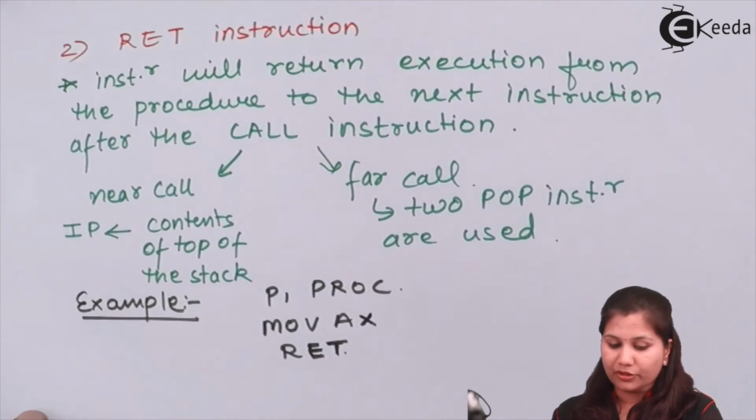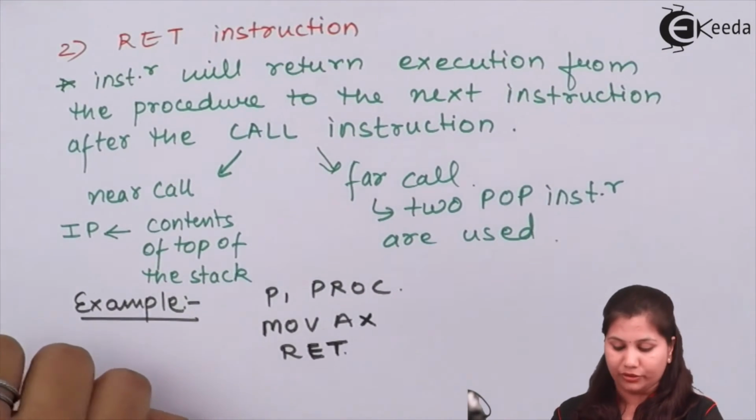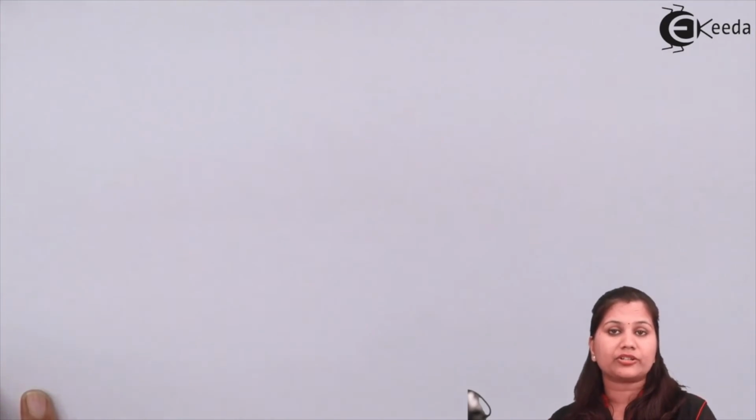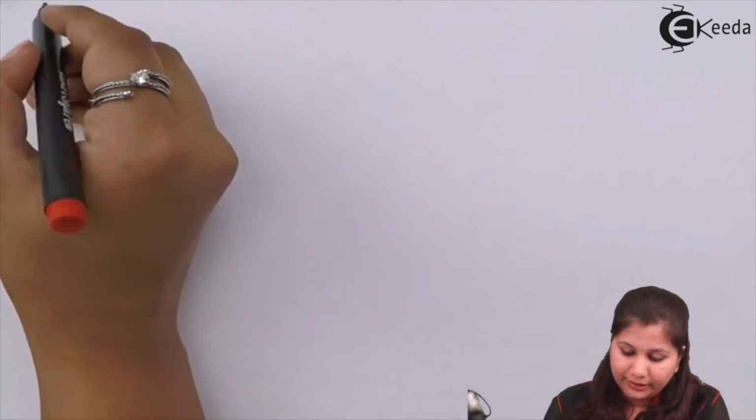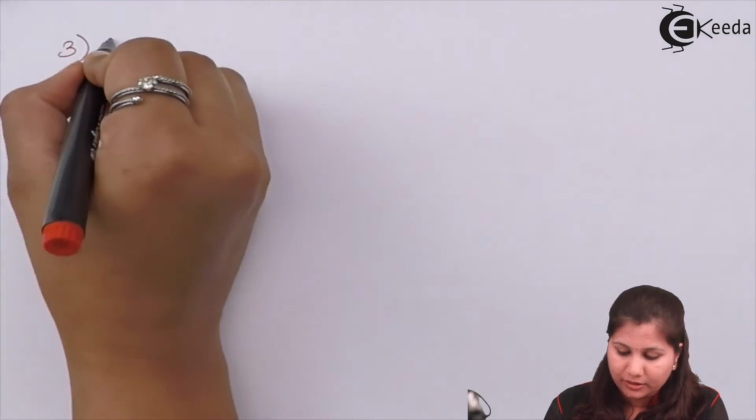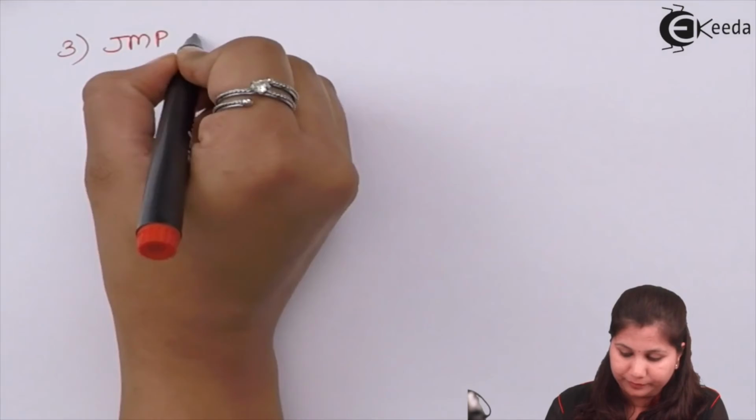Now the next instruction is the jump instruction. You have seen that all these call, return and jump instructions are unconditional instructions. Means they are transferring the control, there is no condition, and whenever this instruction is written, the microprocessor has to jump to another memory location. The third unconditional transfer instruction is the jump instruction.